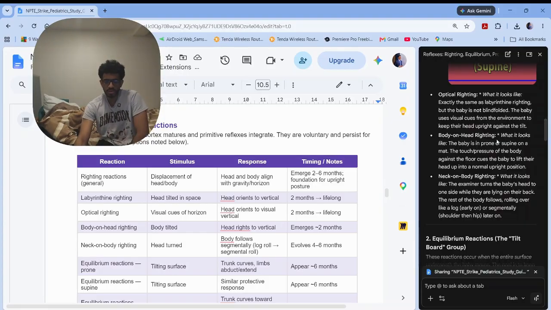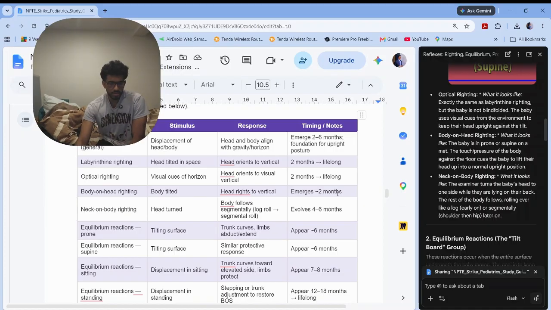Now body on head righting: what it looks like is the baby is prone or supine on a mat. The touch pressure of the body against the floor cues the baby to lift their head up into a normal position. So they are getting sensation from the floor, and that helps maintain the head position, right? That is called body on head. Again this emerges around 2 months, and it will be lifelong.